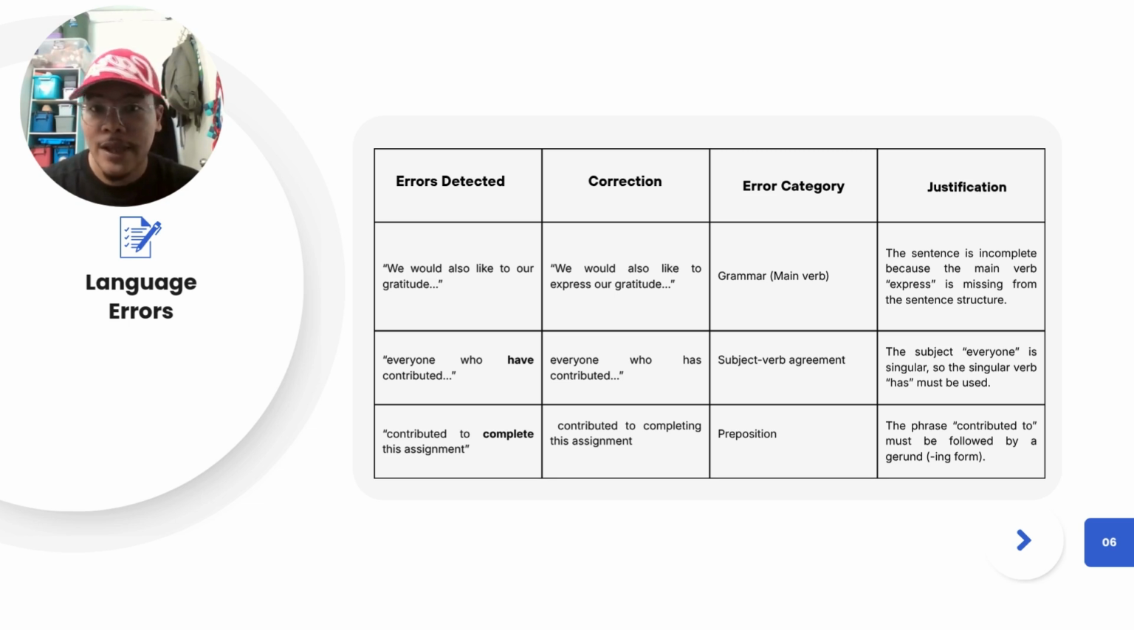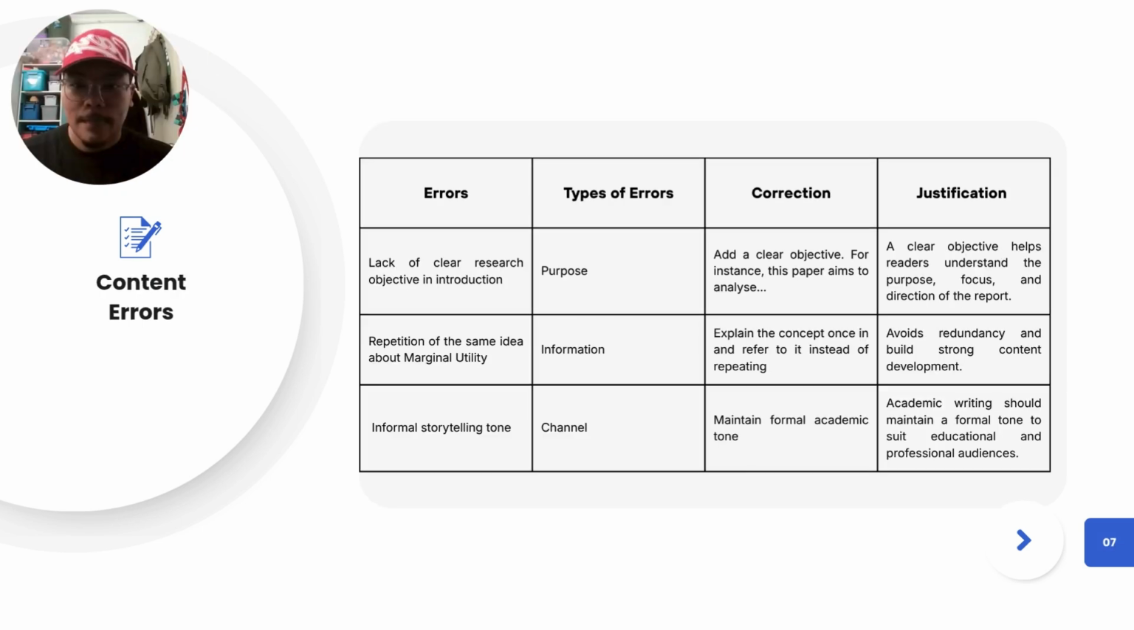The next one is "everyone who have contributed." It should be "everyone who has contributed." The error category is subject-verb agreement because the subject "everyone" is singular, so the singular verb "has" must be used. The next one is "contributed to complete the assignment." It should be "contributed to completing the assignment." The error category is preposition because the phrase must be followed by a gerund.